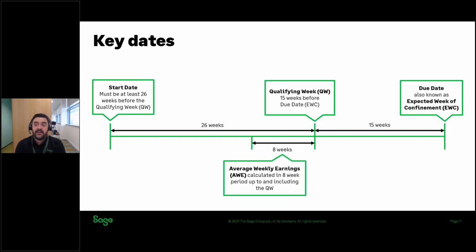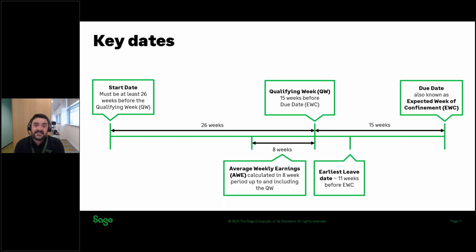The 8-week period leading up to the qualifying week is where the average weekly earnings are calculated. And this determines whether they qualify for the payment. So they must be above £123 per week. And it will also be used to calculate the higher rate of maternity pay, which I will come on to in just a moment.